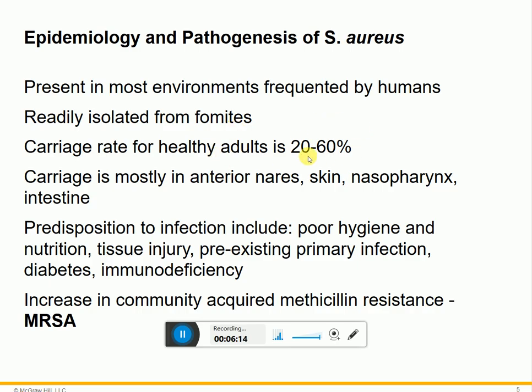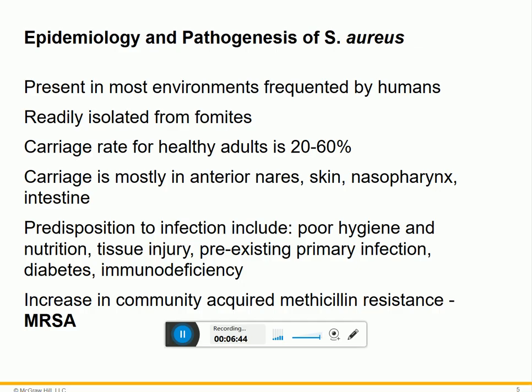Like I said, almost 50% of healthy adults carry Staph aureus. The most important areas where it is carried are obviously the skin, the anterior part of the nose, the nasopharynx, and the intestine. So why is it that some of us get sick because of Staph aureus if most of us carry it? Well, usually it will be due to poor hygiene, poor nutrition, or tissue injury. As long as the skin is intact and the staph doesn't get beyond the skin, then we're good.